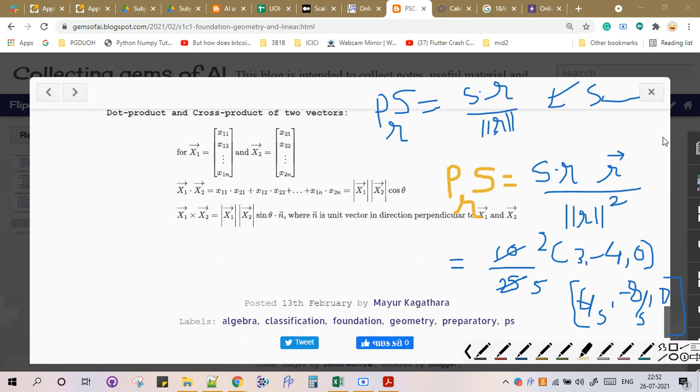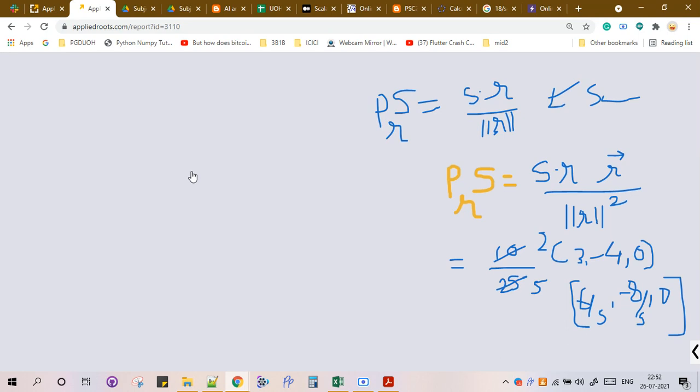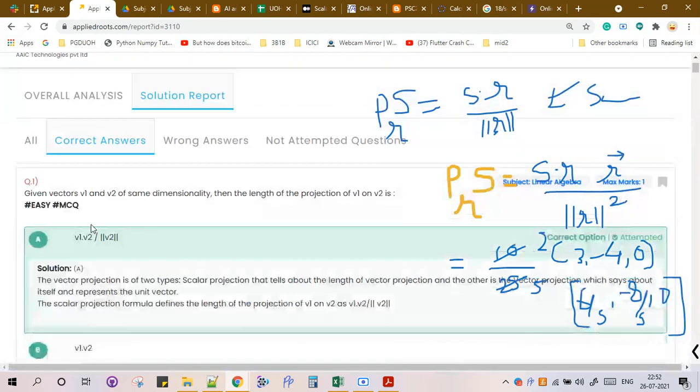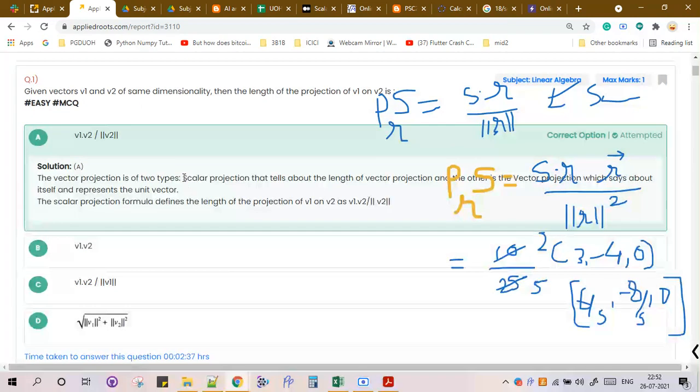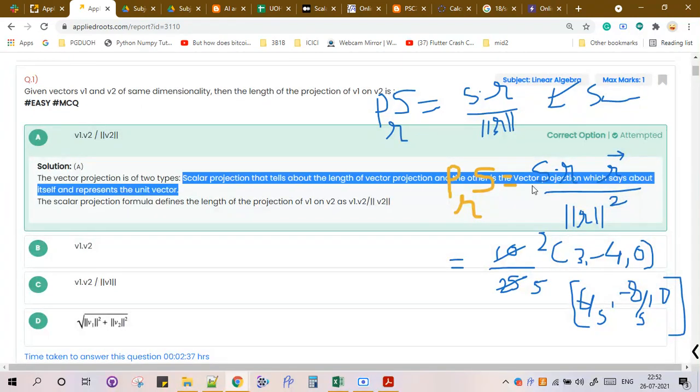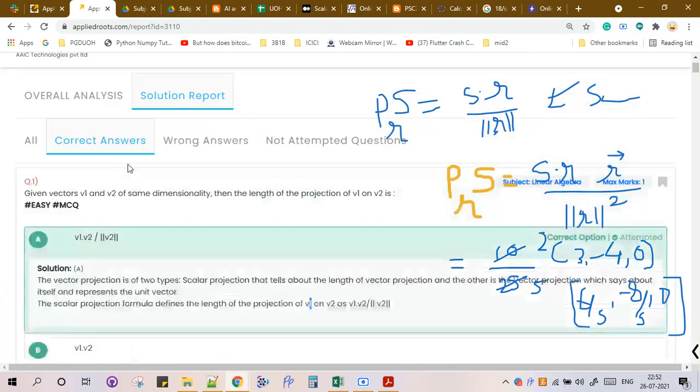And why I'm discussing this is because we had this out of syllabus question, I guess. See this one: given vectors v1 and v2 of the same dimensionality, what is the length of the projection? The length of the projection is nothing but the scalar projection, and they have written here scalar projection and vector projection. So it is v1 dot v2 divided by mod v2, right?